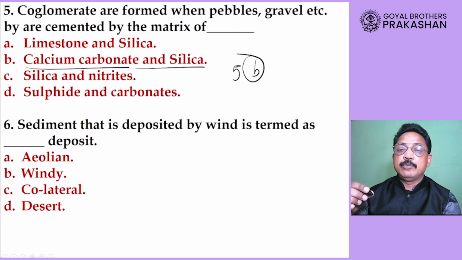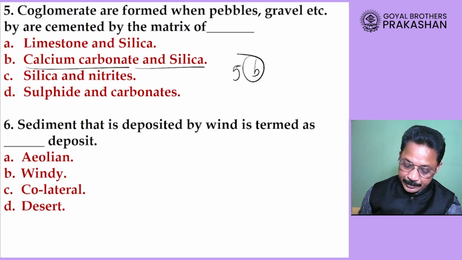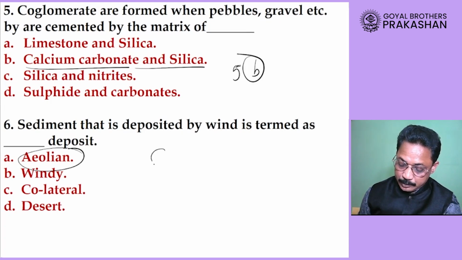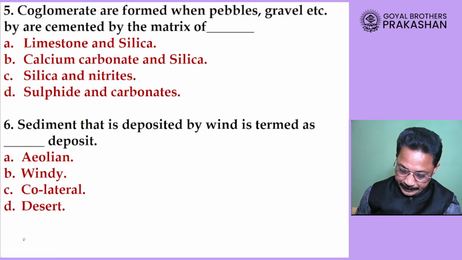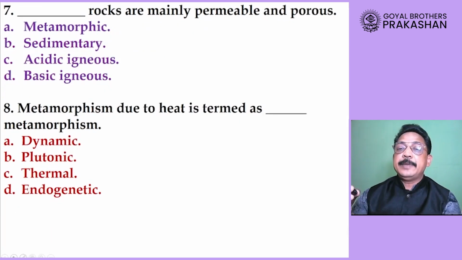Question number 6 now. Sediment that is deposited by wind is termed as dash deposit. We call it aeolian deposit, windy deposit, collateral deposit or desert deposit? Dear student, your answer is aeolian deposit. So sixth answer is A, aeolian deposits.